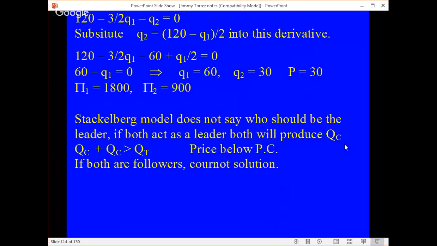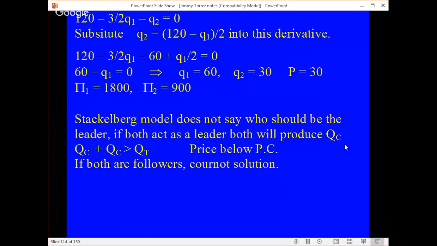So profit for firm 1 is 1,800, and profit for firm 2 is 900. So you see there's an incentive to be the leader to get higher profits. But it doesn't say who's going to be the leader.